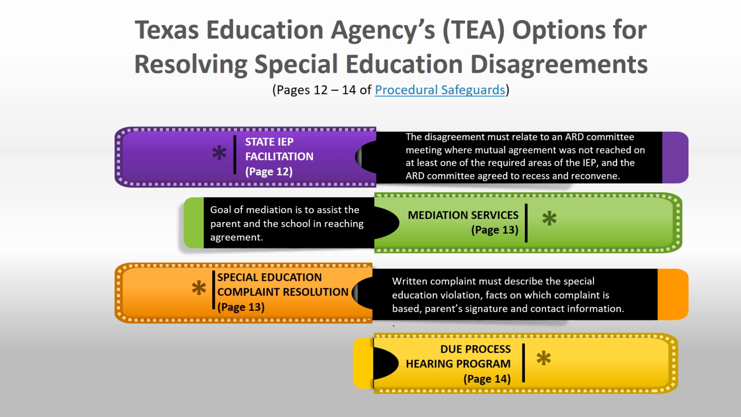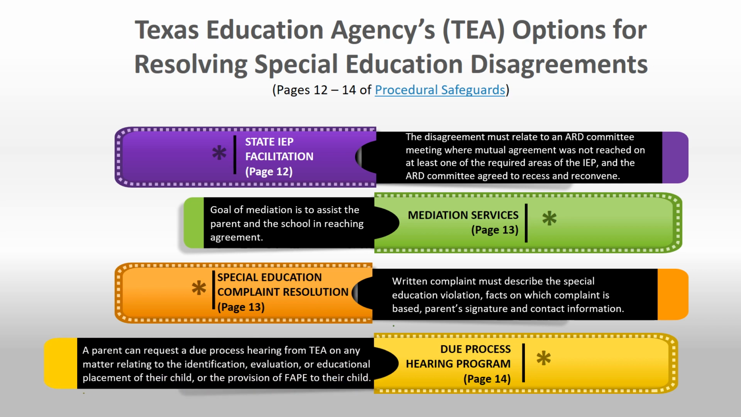Special education complaints must be in writing and describe the special education violation, facts on which the complaint is based, parent signature, and contact information. A parent can also request a due process hearing from TEA on any matter relating to the identification, evaluation, or educational placement of their child or the provision of FAPE to their child.